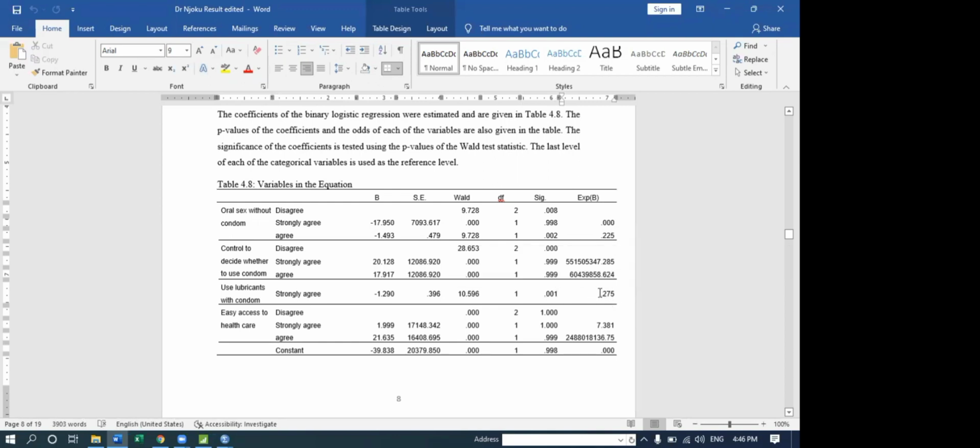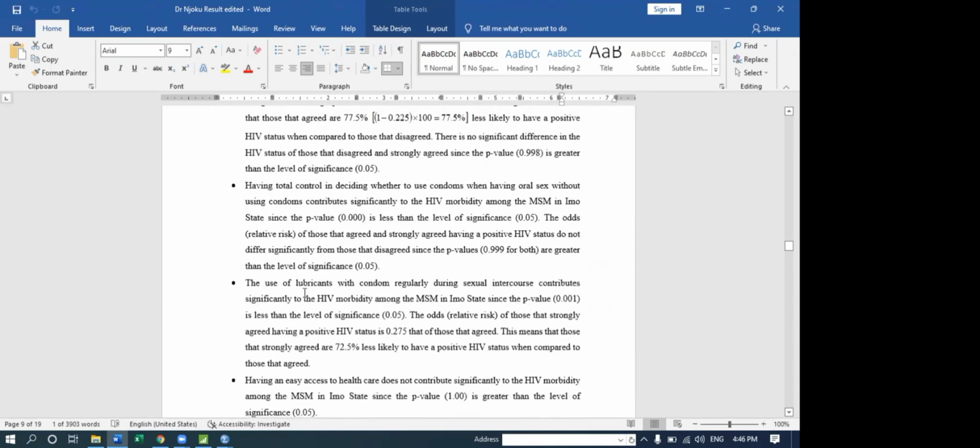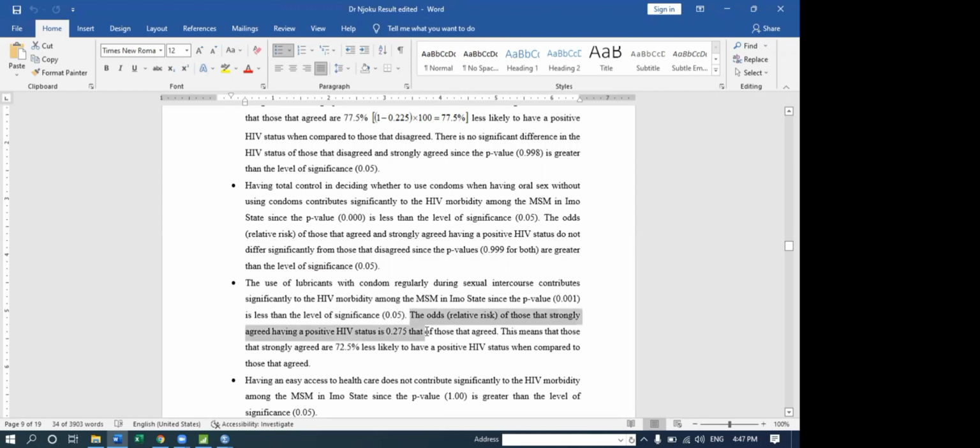And because the exponent of B is no more than 2, we are not going to take the inverse, so we interpret it the same way. So the use of lubricant with condom regularly during sexual intercourse contributes significantly to the HIV morbidity among these because the p-value is less. So I've explained, the first thing you explain is that it is significant. The next thing you explain using the odds. The third thing you explain using the likelihood. Is it less likely or more likely? First, you tell us, is it significant or not? If it is significant, then you continue.